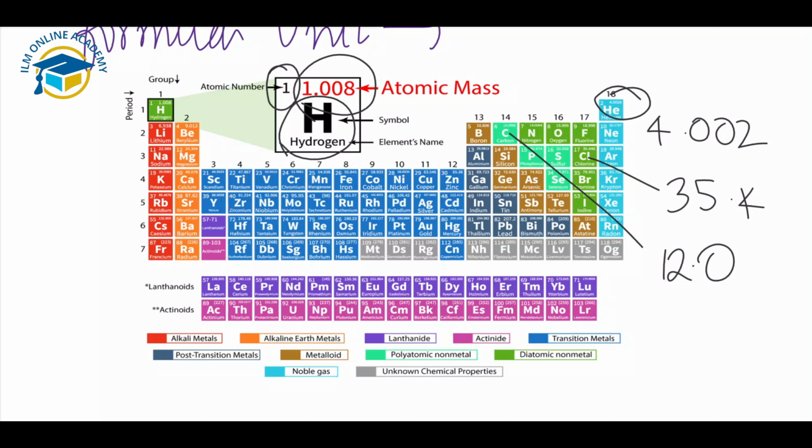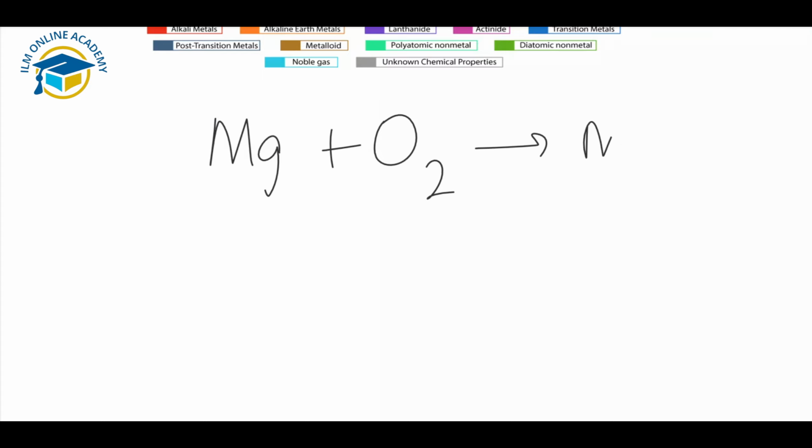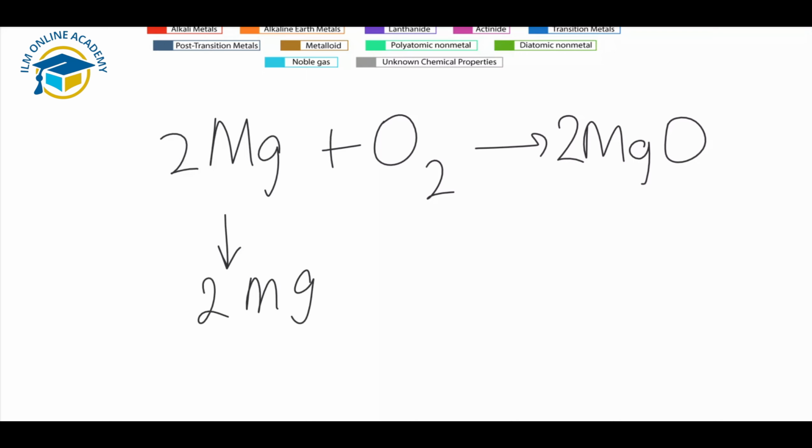For example, when magnesium reacts with oxygen to form magnesium oxide, what will happen? You can easily balance it by writing in the coefficients. We have 2 magnesium atoms on the left side, plus 2 oxygen atoms. When they react together, they form magnesium oxide. 2 magnesium oxides are formed, so 2 magnesium atoms and 2 oxygen atoms are present on the right side of the equation.